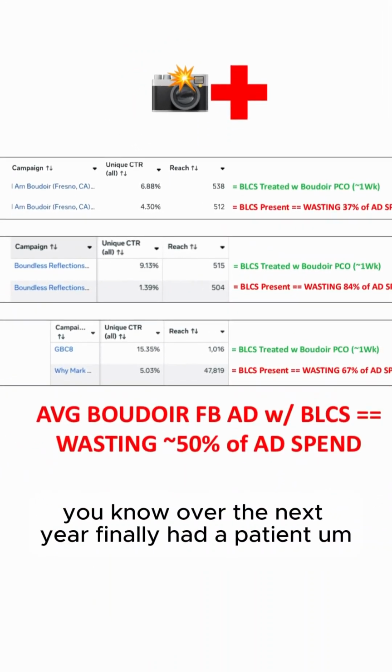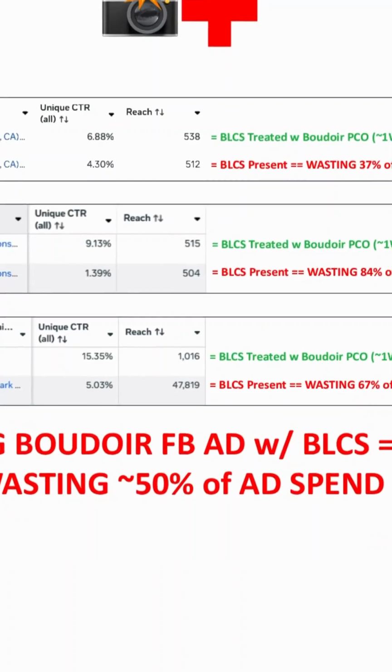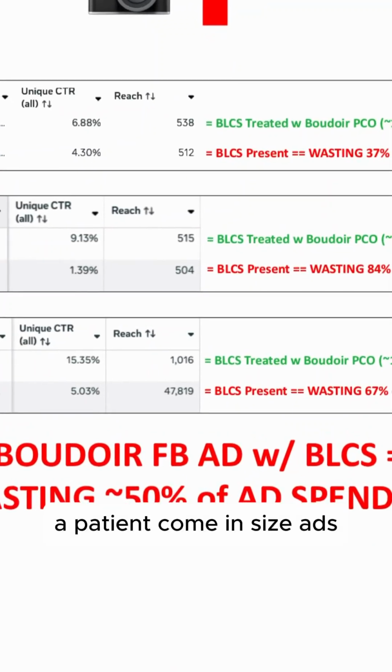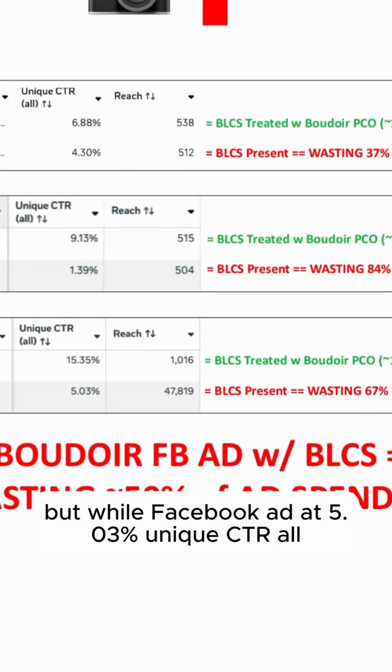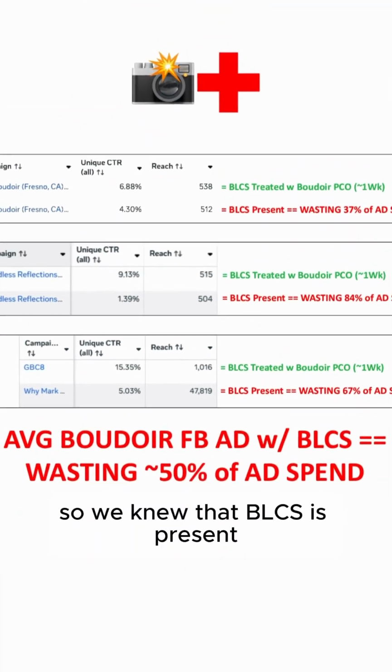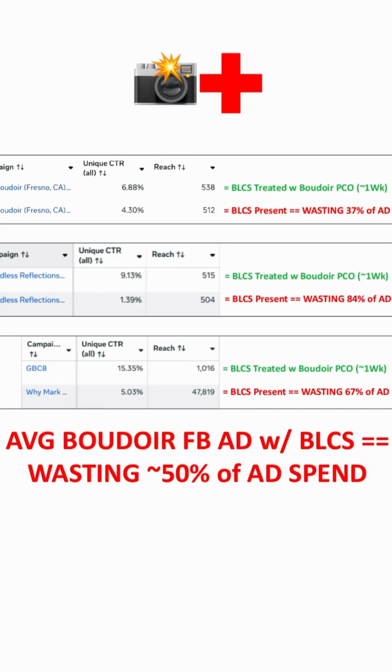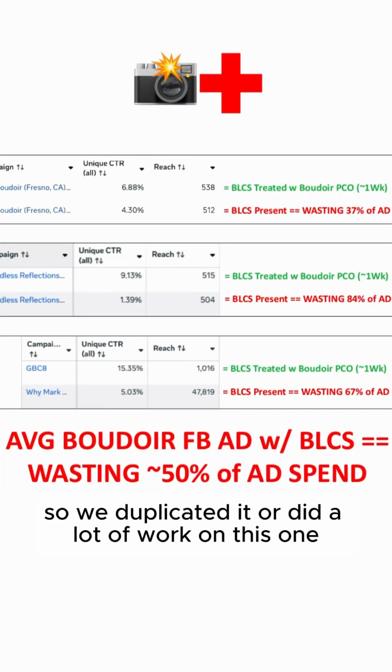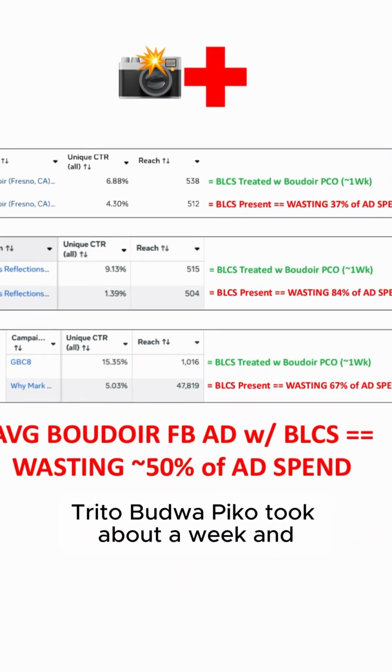Finally, I had a patient come in. I saw his Boudoir Facebook ad at 5.03% unique CTR. So we knew that BLCS is present. So we duplicated it, and I did a lot of work on this one. Treated it with Boudoir Pico, took about a week.